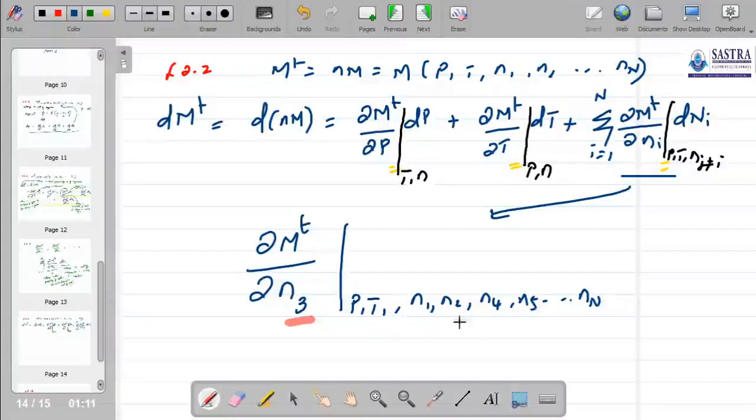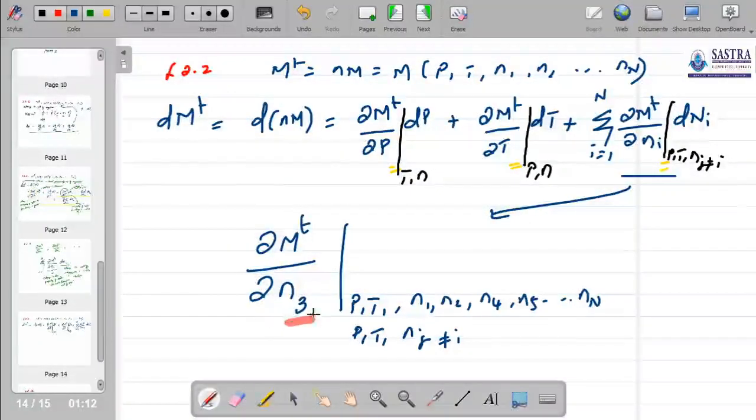Now we don't usually write such a big list, so we write P, T and N_j where j is not equal to i. i is already an index given here, so we symbolically indicate that the change is only with respect to that particular species and not with respect to the other species. This is the functional notation for denoting a change in the solution property with respect to pressure, temperature and the constituent moles.